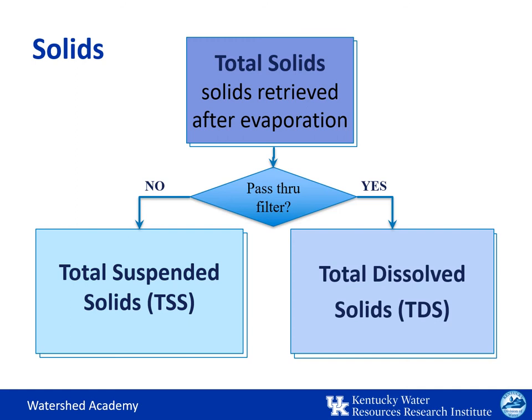A portion of the water sample is measured. This is put into a heater. The water is evaporated out, and then the remaining solids are weighed. In total solids, the entire sample is measured. To measure total suspended solids versus total dissolved solids, a filter is used, typically a 47 millimeter, 0.7 micrometer pore size filter.